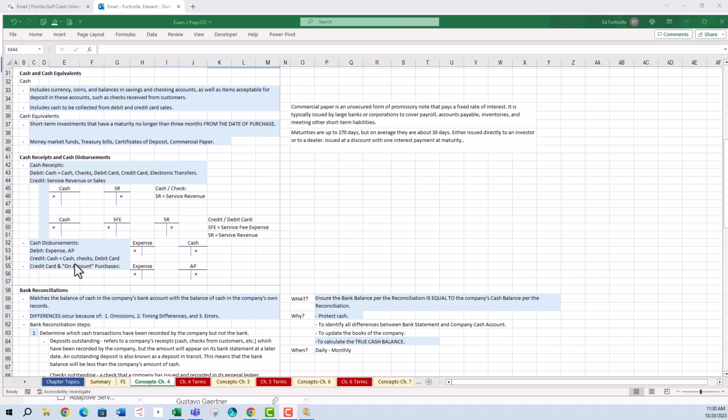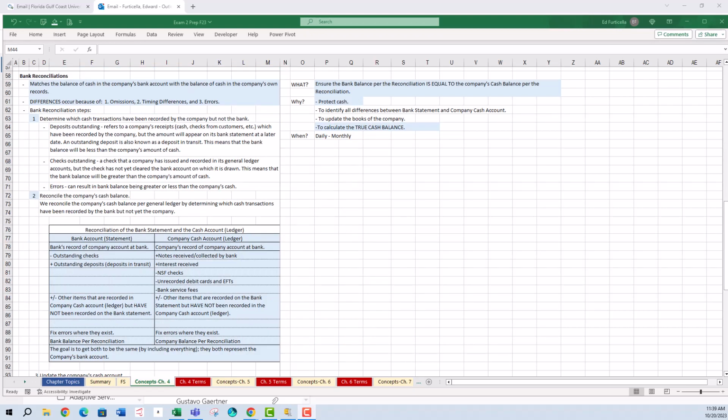It's important that you know that if we use a credit card as payment, we're actually buying something on account and we've created a liability at that point that we'll have to pay off at a later time. So anytime we use a credit card, we credit accounts payable or some other title that we feel is appropriate for the liability we incurred.